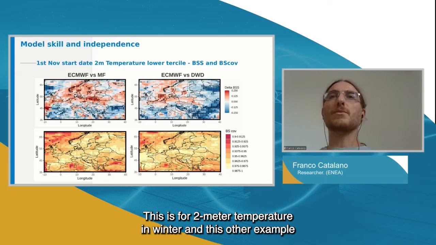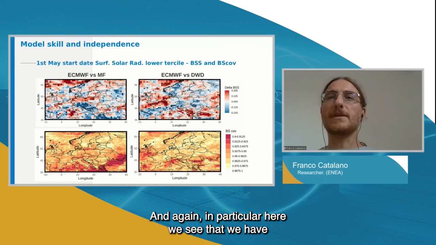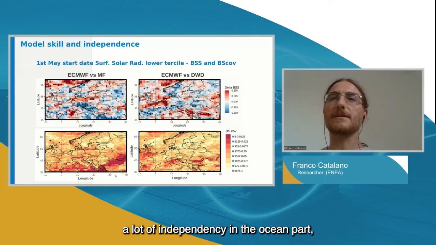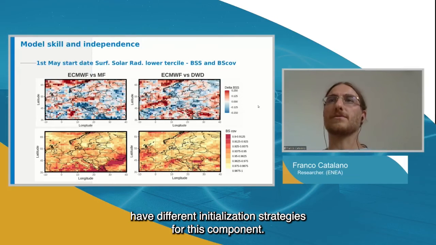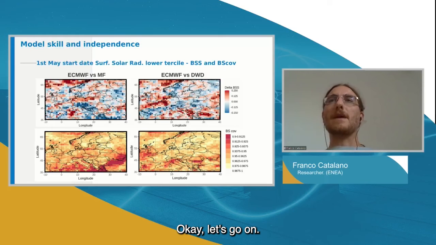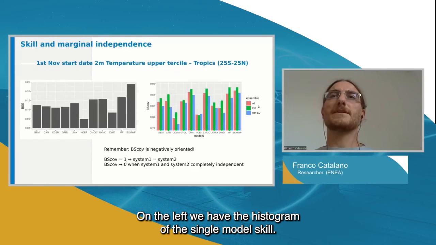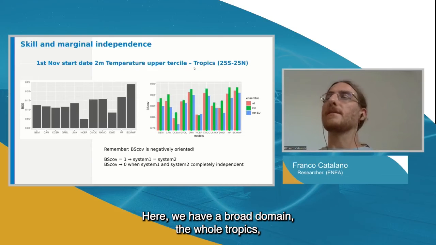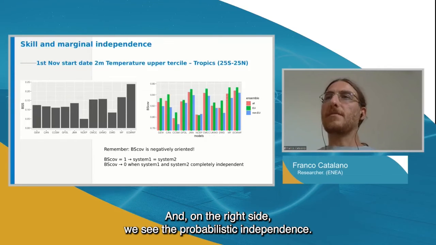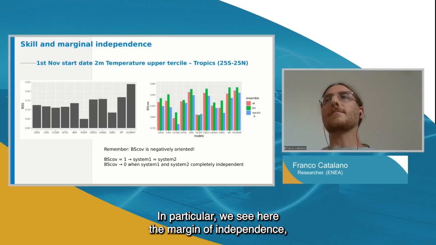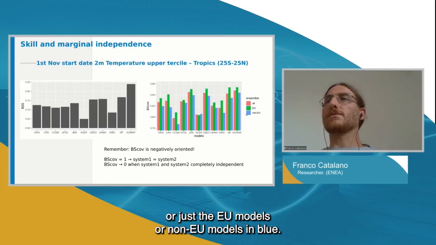This is for 2-meter temperature in winter, and this other example is for surface solar radiation over the summer. And again, in particular here, we see that we have a lot of independence in the ocean part, which is related to the fact that ECMWF and Meteo France have different initialization strategies for this component. Okay, let's go on. Here we compare, on the left, the histogram of the single model skill. Here we have a broad domain, the whole tropics, still for 2-meter temperature. And on the right side, we see the probabilistic independence. In particular, we see here the marginal independence, which is the average independence with respect to all models in red, or just the EU models or non-EU models in blue.